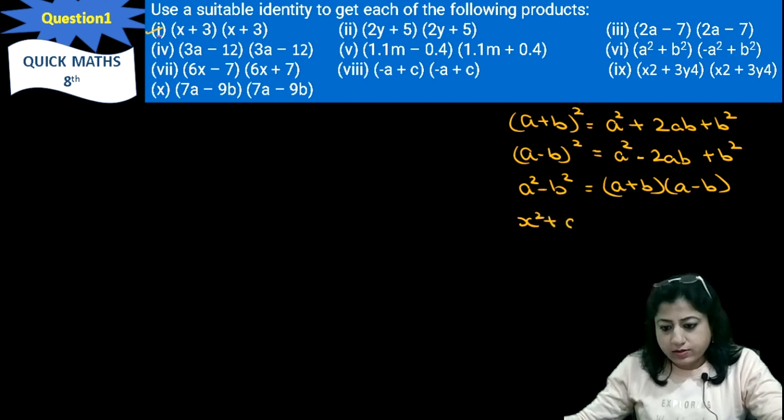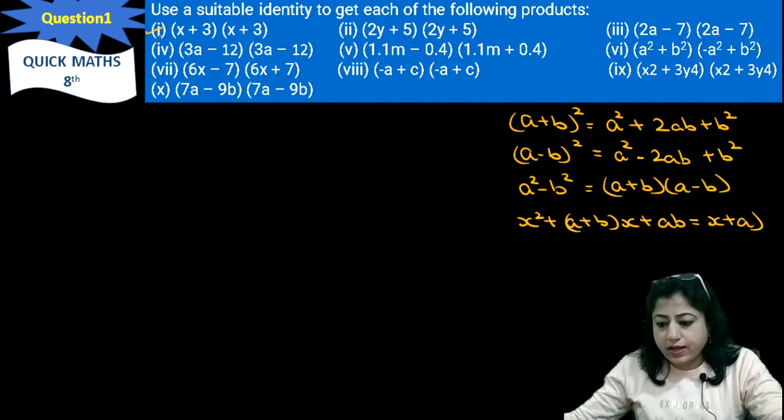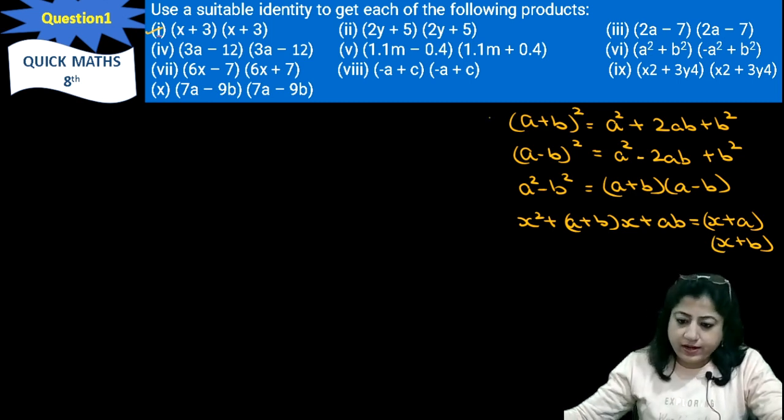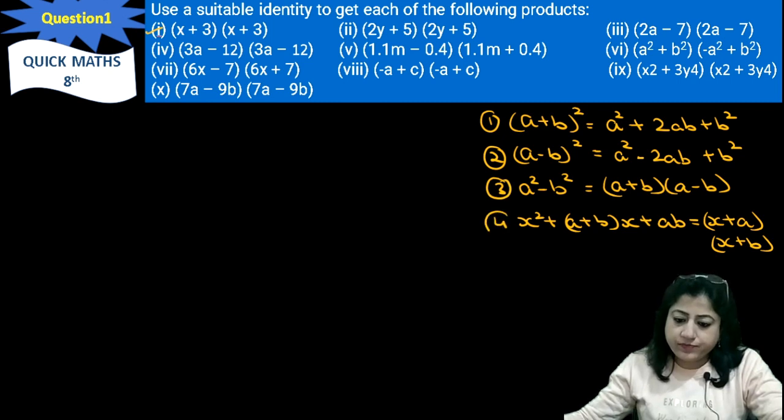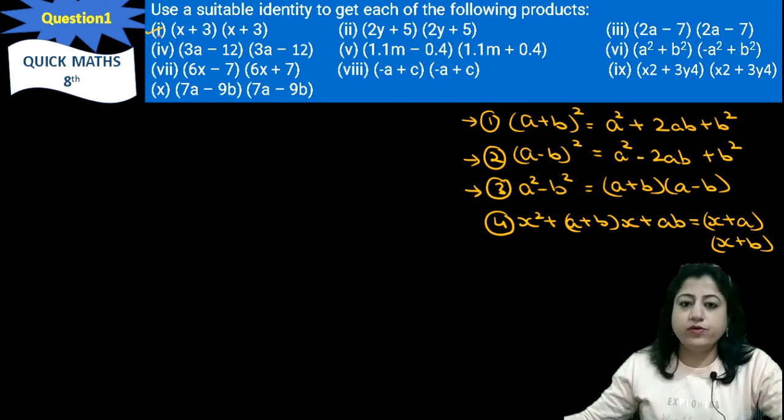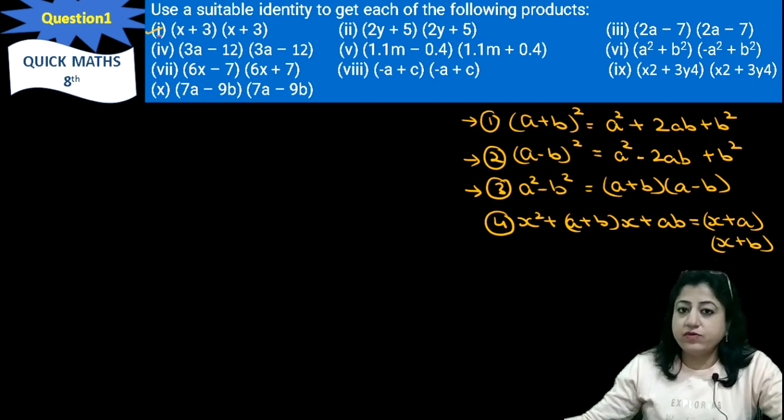And the last identity is (x plus a)(x plus b) equals x square plus (a plus b)x plus ab. These are the four identities we have in this chapter. In the first question, we will use only the first three identities. Now we have to look at which of these identities will be suitable according to each part.